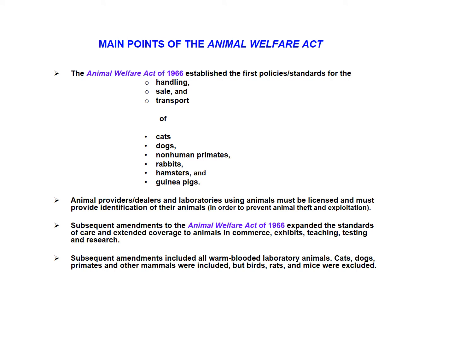There were amendments, I should say, to the original Animal Welfare Act of 1966, and the amendment, which is very important, is that it included all warm-blooded laboratory animals under the protection of these laws. Cats, dogs, primates, and other mammals were included, but birds, rats, and mice were excluded from the protection of this particular law regarding the use of this type of animals in research.